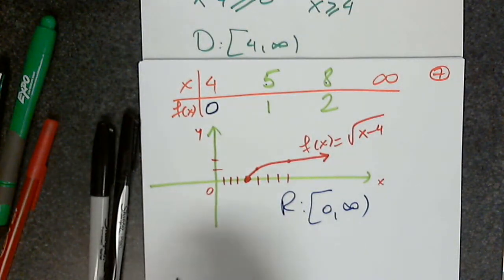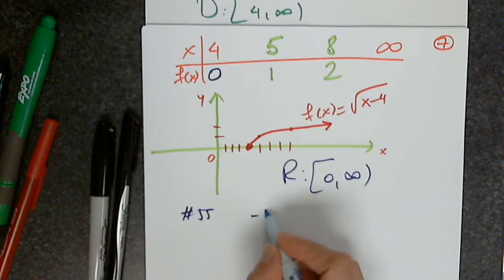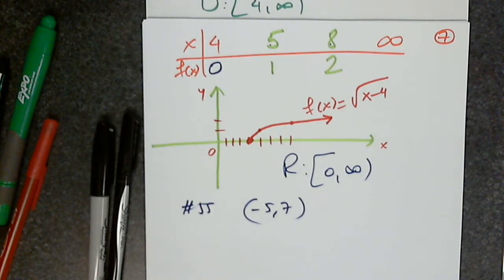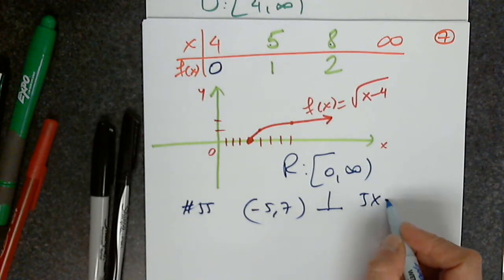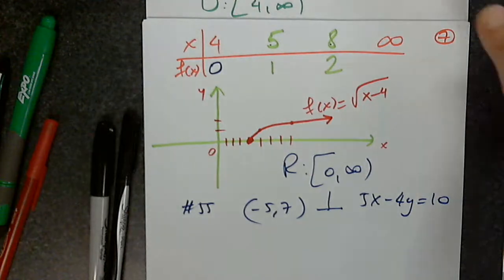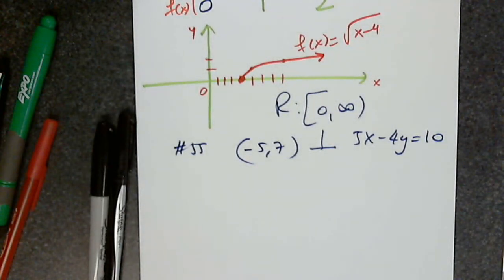Problem 55. And we are asked to find the equation of a line passing through this point and perpendicular to a given equation or given line, this. What do I have to do first? Find the slope. Yes.